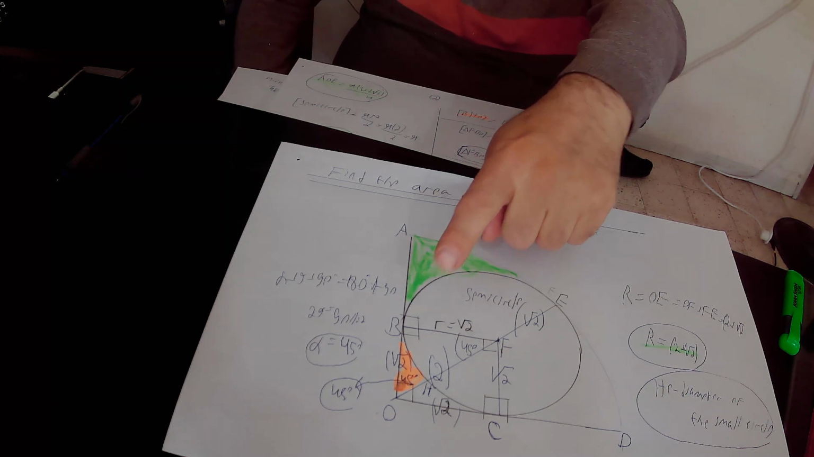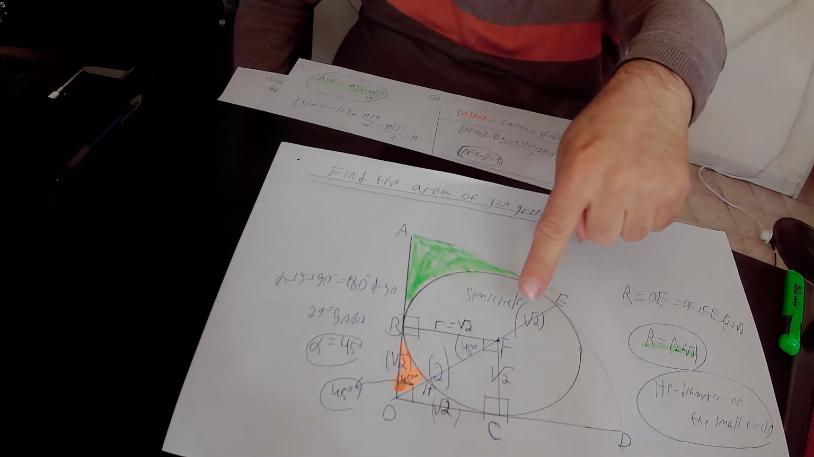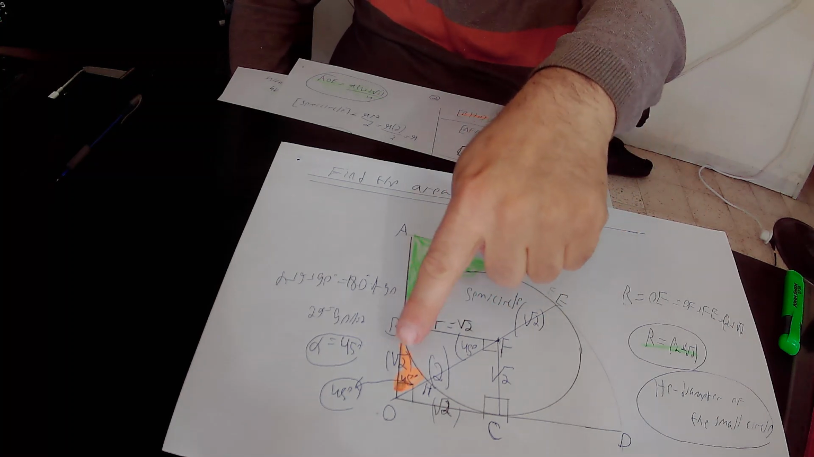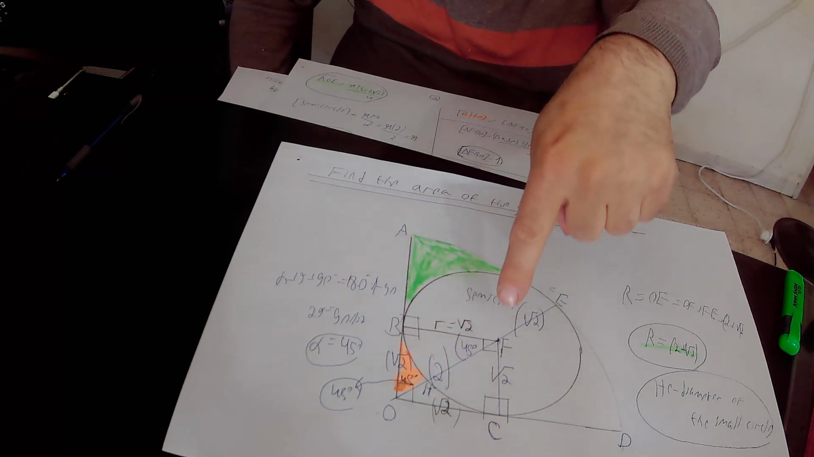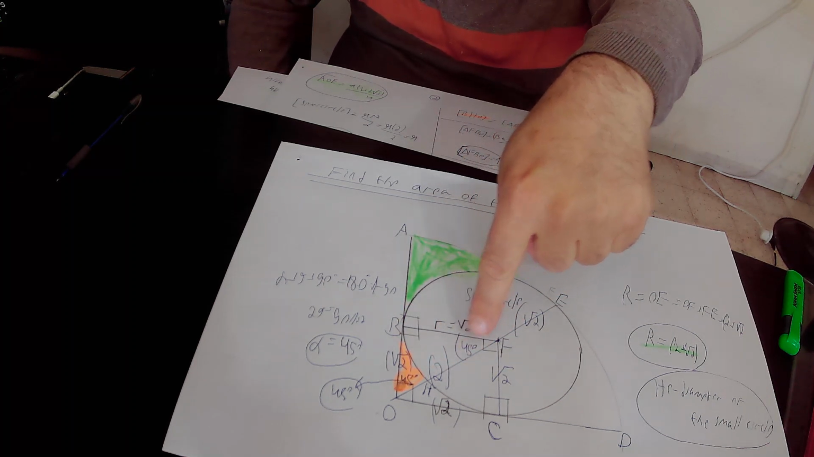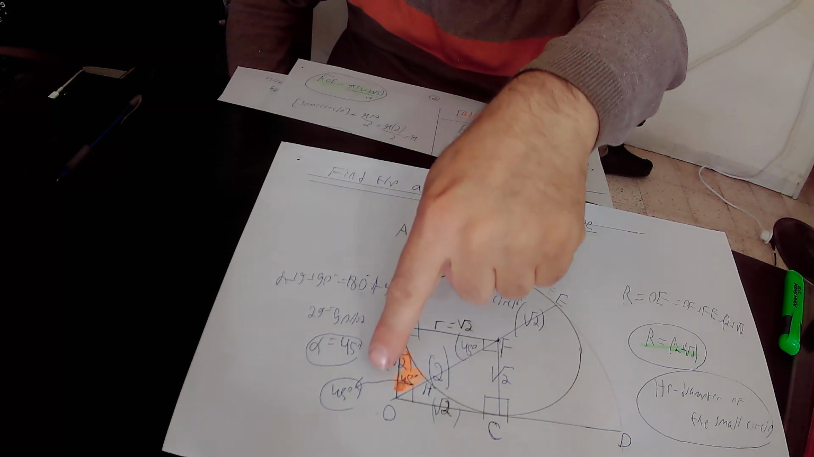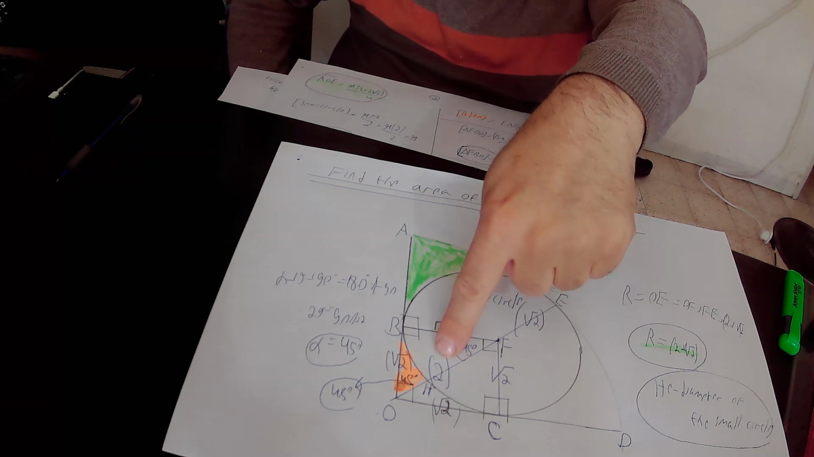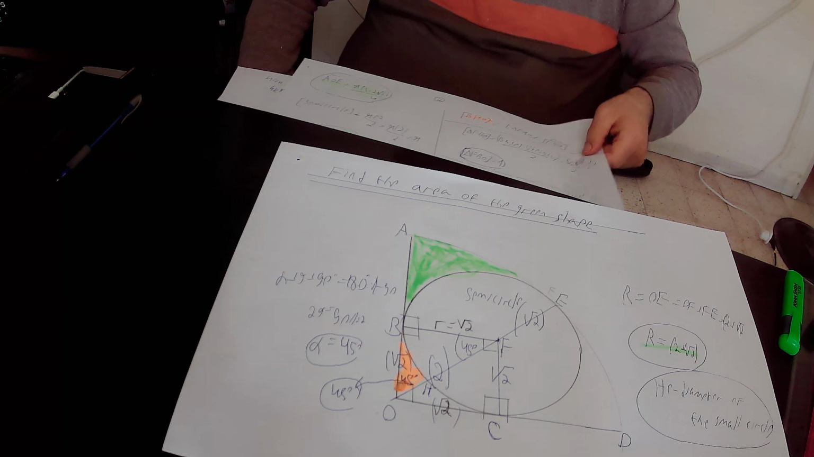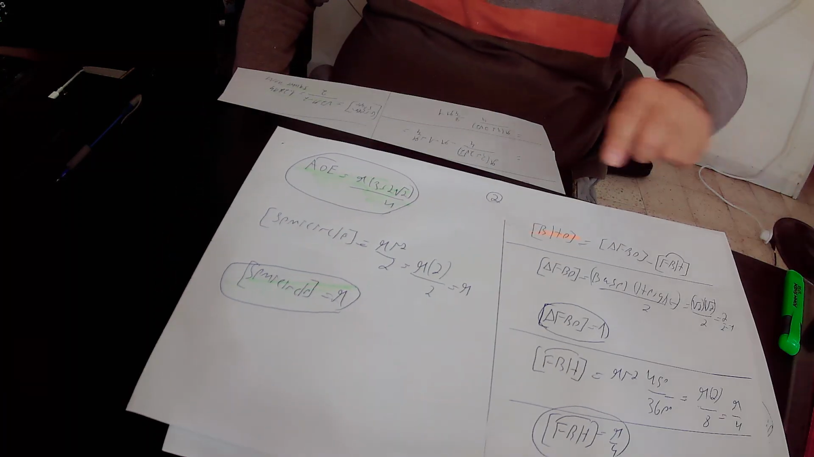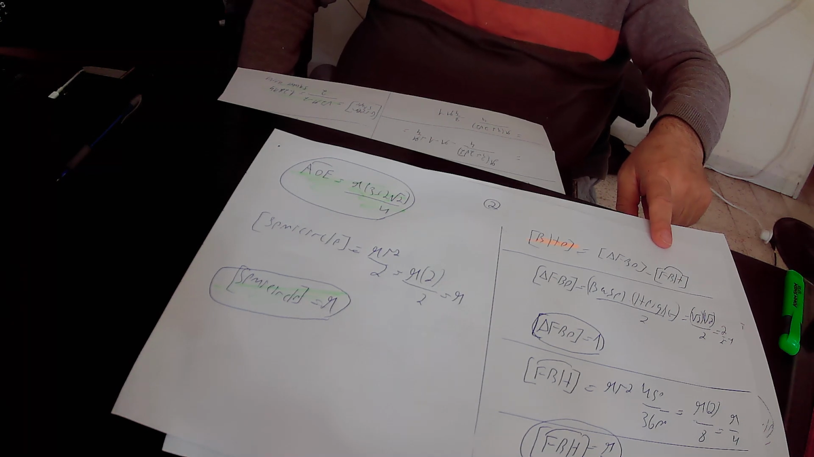What is the area of this orange shape? It is very easy to see that the area of the orange shape equals the area of the right triangle FBO, minus the area of this small sector FBH. Again, the area of the orange shape BHO equals the area of the right triangle FBO minus the area of the small sector FBH.